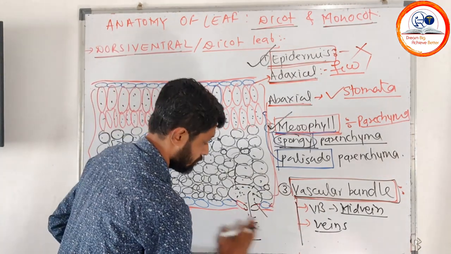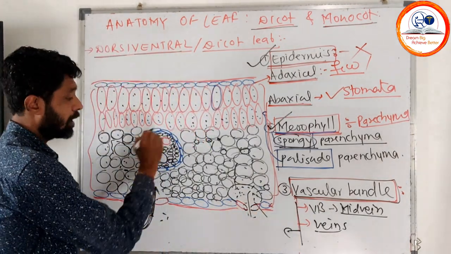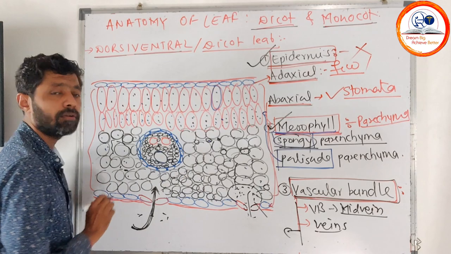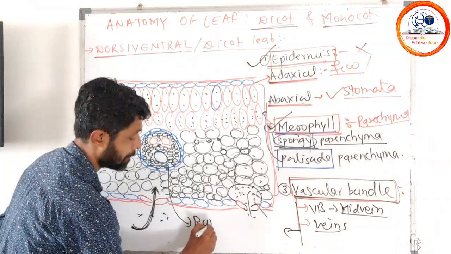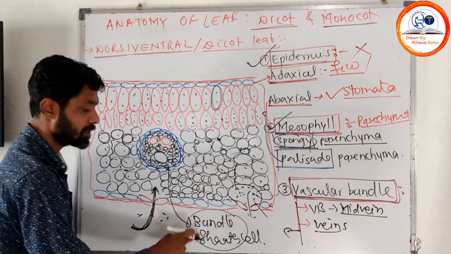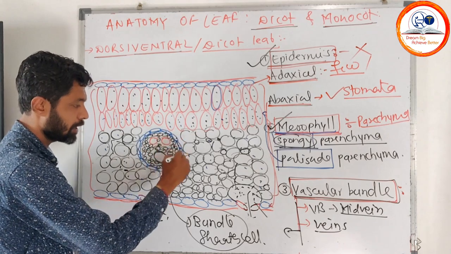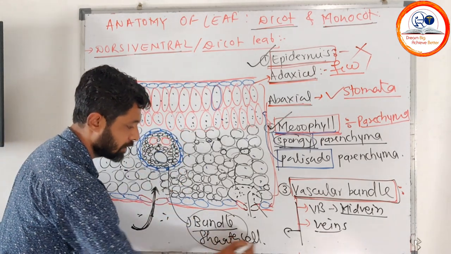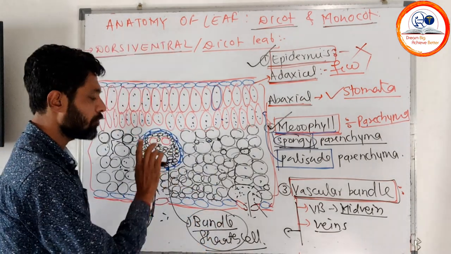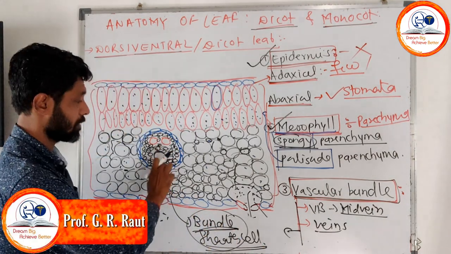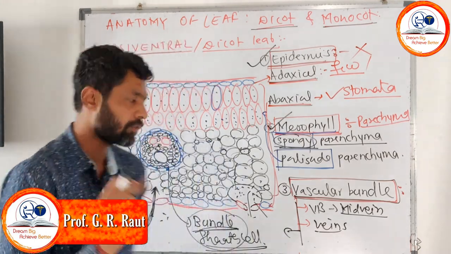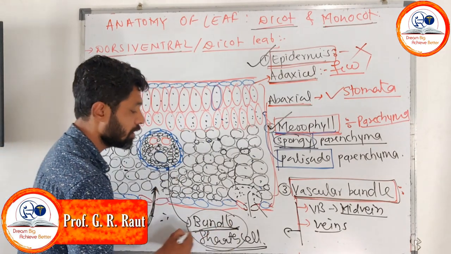Then we consider that a vascular bundle has a parenchymatous sheath. Thin walled parenchymatous cells are present around your vascular bundle, which we call bundle sheath cells. This bundle sheath cell is a parenchyma cell. So this bundle sheath cell is covering your vascular bundle, whether it is present in the mid vein or vein. There will be this covering of parenchyma cells, which we call bundle sheath cell.